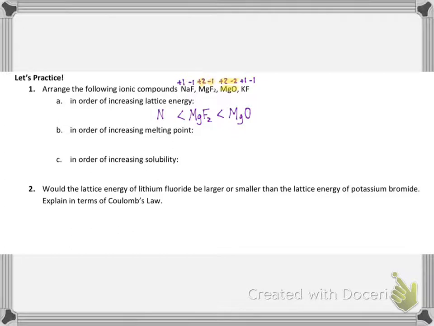So sodium fluoride is going to be the one next in line, which means the smallest is the one that has the +1 and -1 with the large ion, giving it the smallest lattice energy. So if we put them in order of increasing lattice energy, I did that backwards, but it would be KF, then NaF, then MgF2, and finally magnesium oxide.